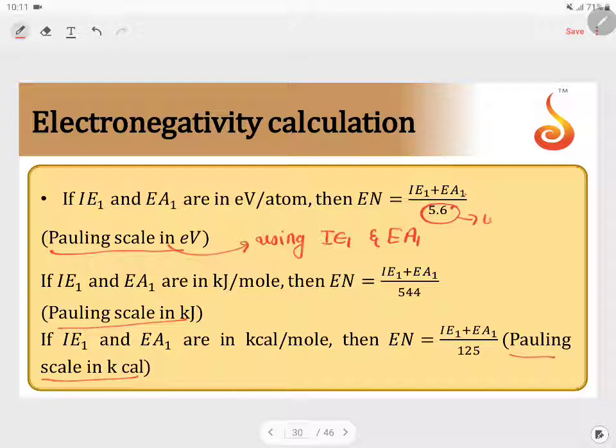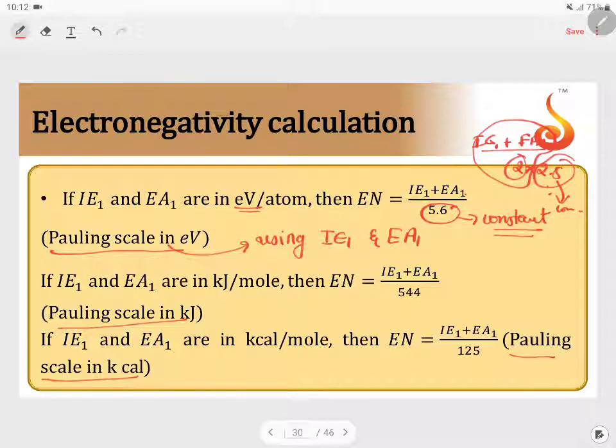Now, how did they get this 5.6? It is a constant introduced in order to get the correct value in the Pauling scale. Therefore, that is a conversion factor. Actually, it is something like 2 into 2.8. For the Mulliken scale, it is the average, that is IE1 plus EA1 divided by 2, which gives you the Mulliken scale. If I want the same thing in the Pauling scale, I have to multiply by 2.8. 2.8 is a conversion factor for electron volt.